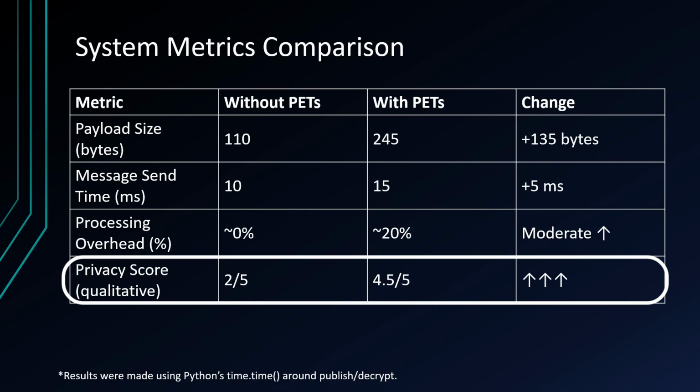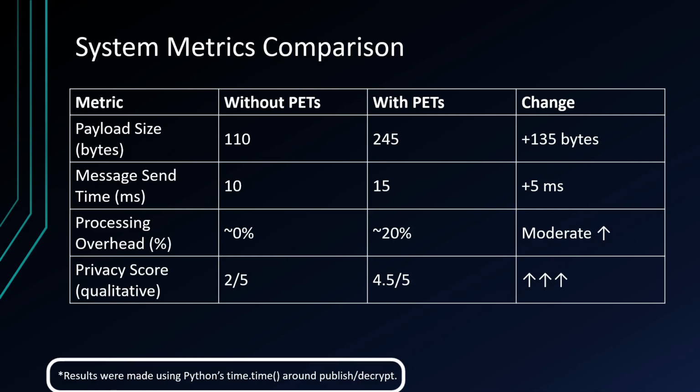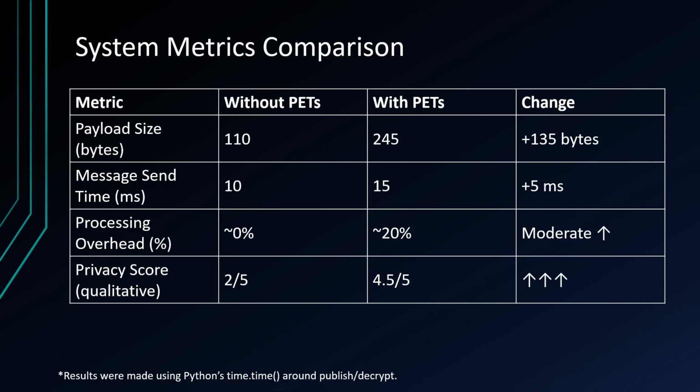We don't get a complete 5 because even the metadata is not encrypted. Metadata cannot be encrypted, because if the metadata is encrypted, we cannot determine where we received the message from, and it's a complete loss. But with using PETs, we got a solid 4.5, which is a very good improvement over 2.5 without using PETs. All these results were made using Python's time.time library, and they are compared in relation to time around the publish and decrypt functions.